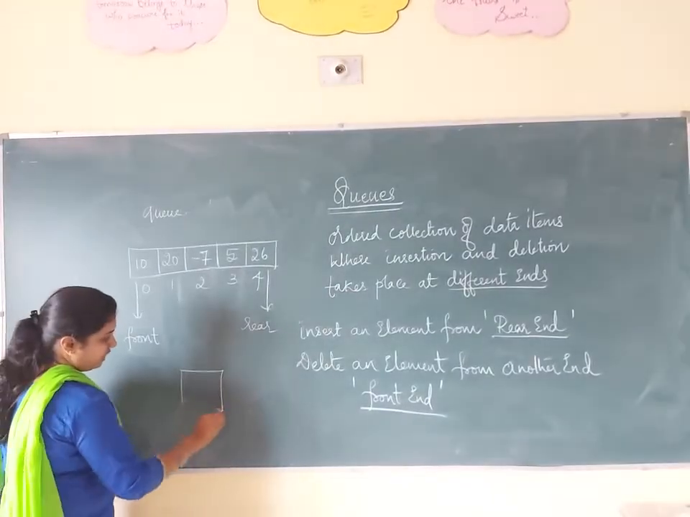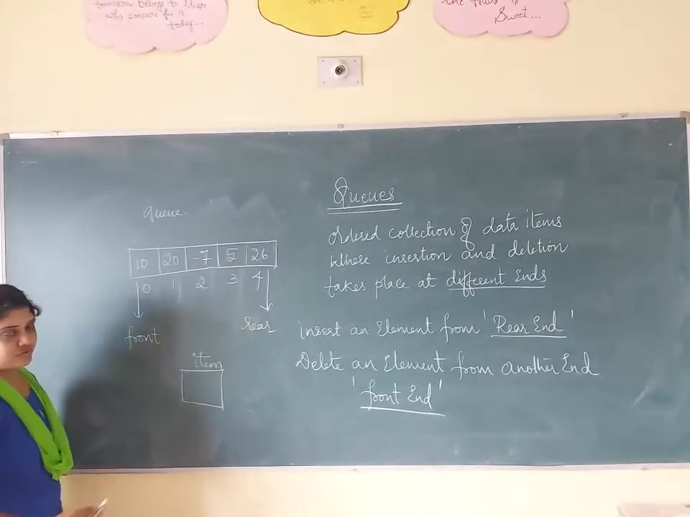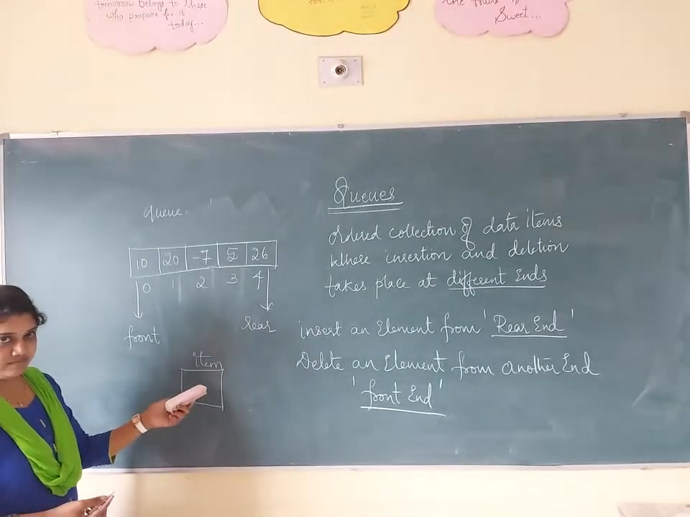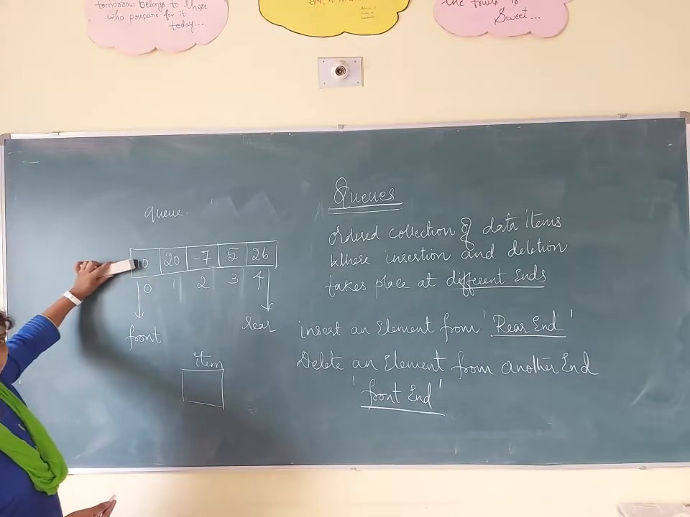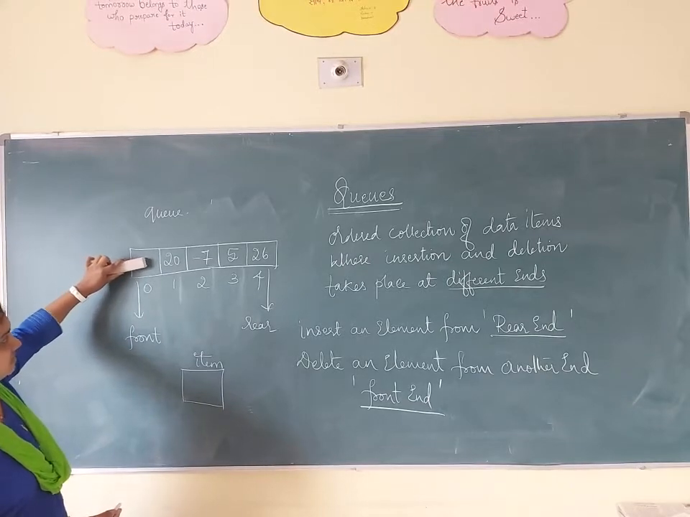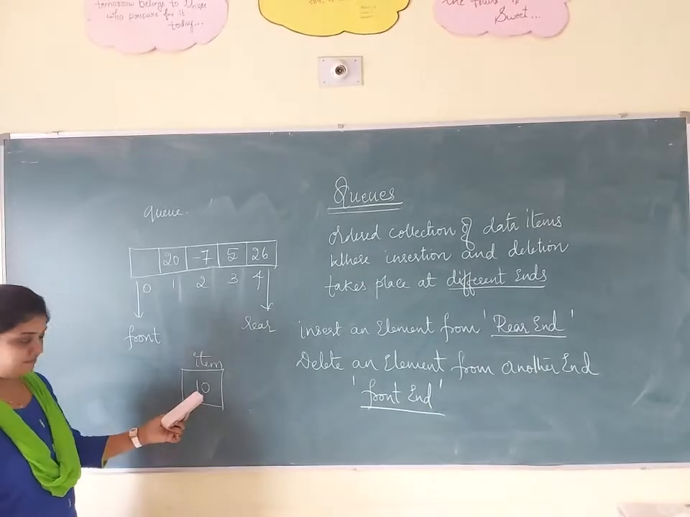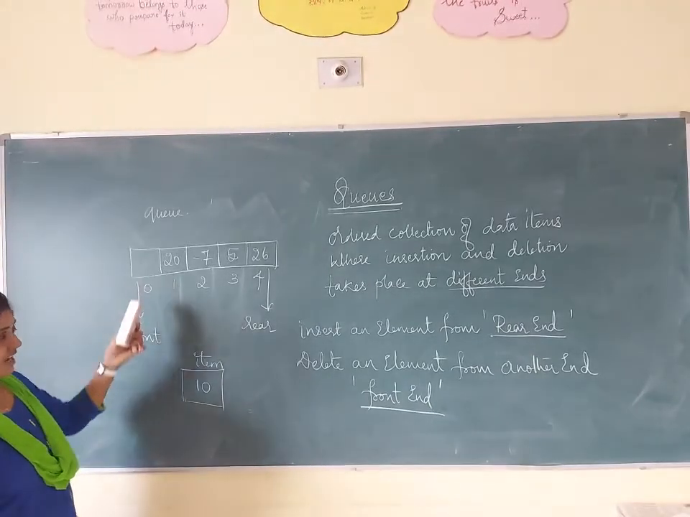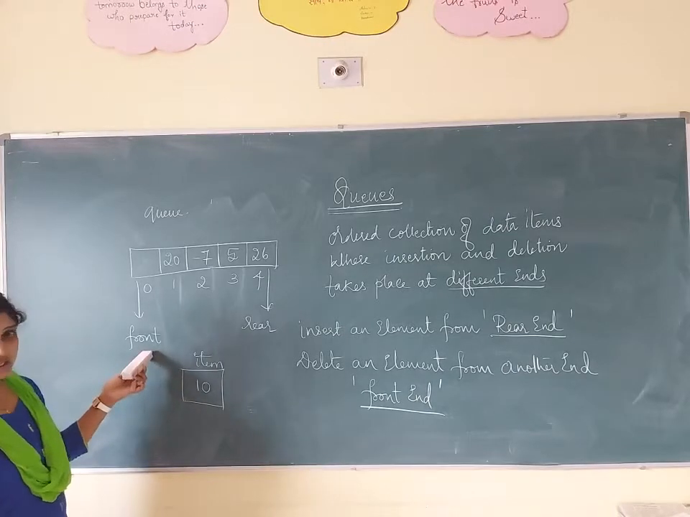I am going to take one temporary variable, item. Okay, I am going to take what? Temporary item. So I want to delete item 10. I want to take this 10 and store it in the temporary variable item. So one element I have deleted.